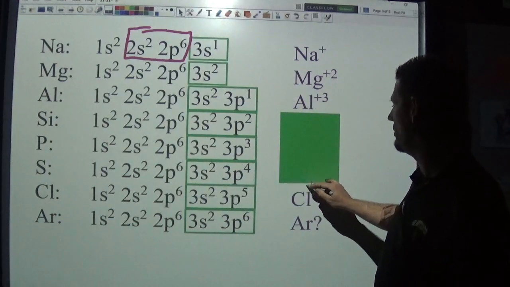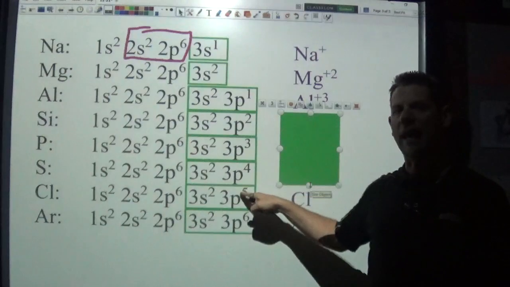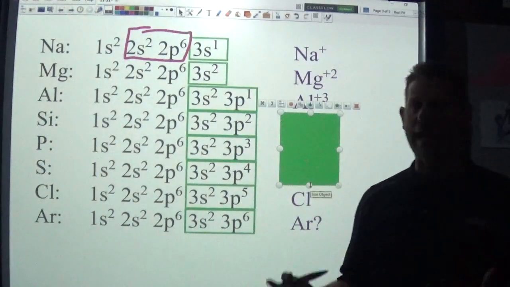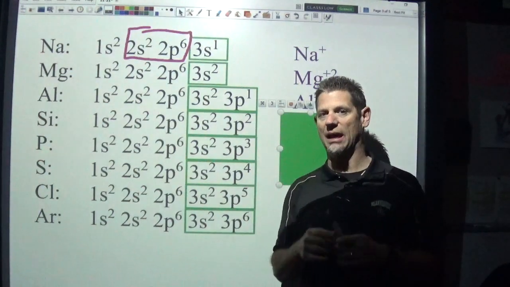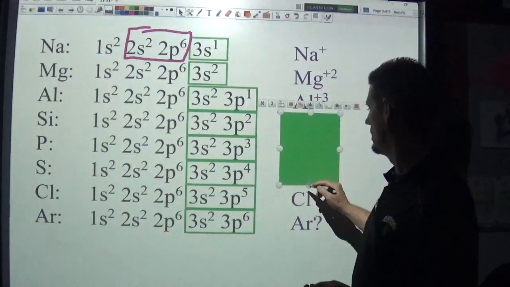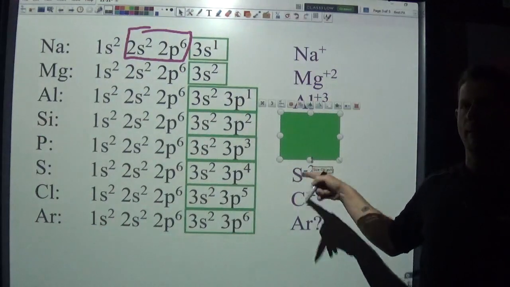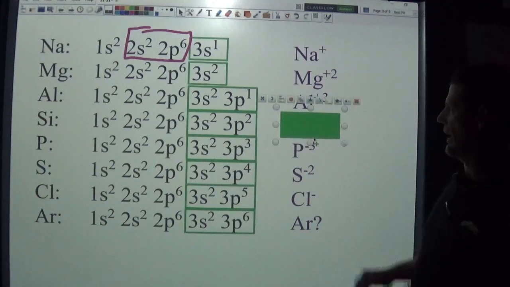Chlorine is going to be a -1. Notice that it has 7. If it could gain 1 more electron, it will look like argon. It will have 8 in that outer shell, and it will be happy, it will be content, it will have its octet filled. The same thing will be true with sulfur. If it gains 2, it's going to be a -2 charge. Phosphorus would be, very good, -3.